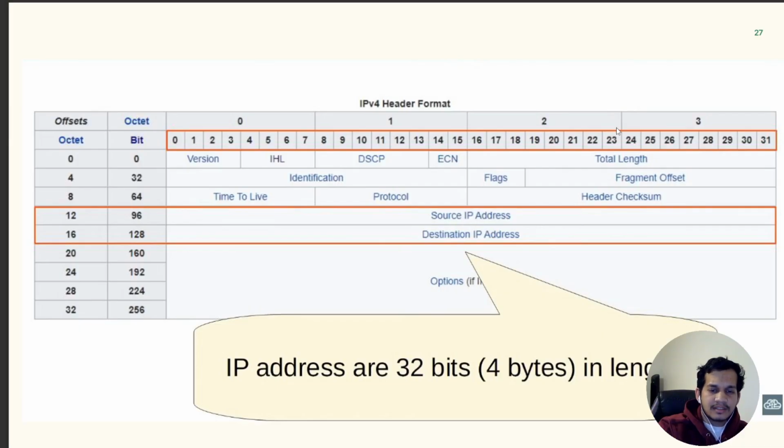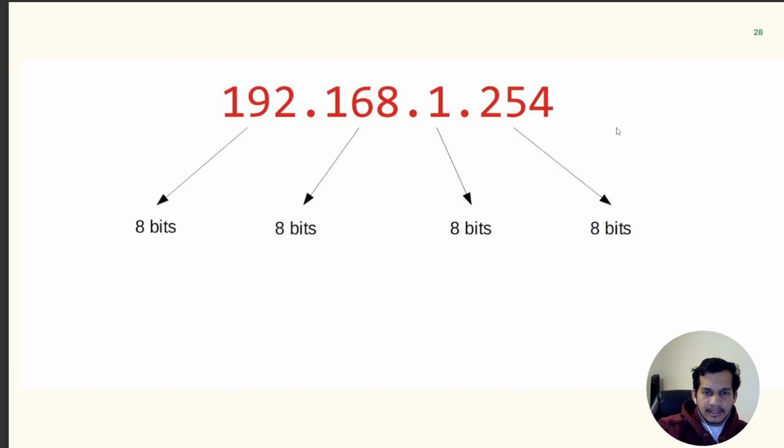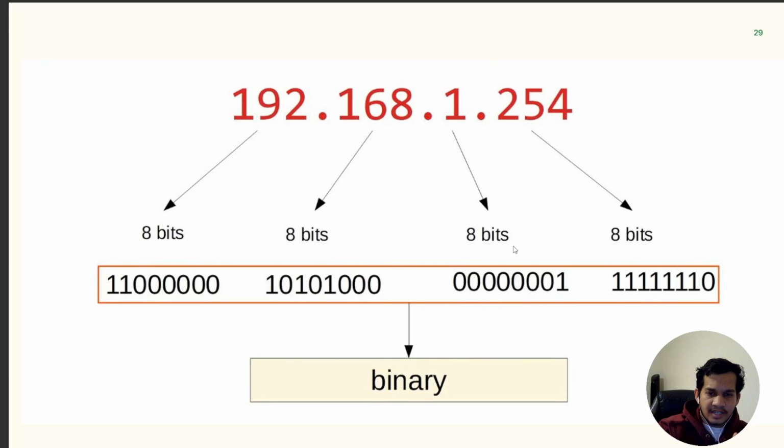what's the length of an IP address? IP addresses are typically 32 bits in length, that is 4 bytes. You just need to keep in mind the size of the IP address. So what is the dotted notation? They are divided into 4 parts, each part is 8 bits, so 8 times 4 is 32, and they are denoted in binary.